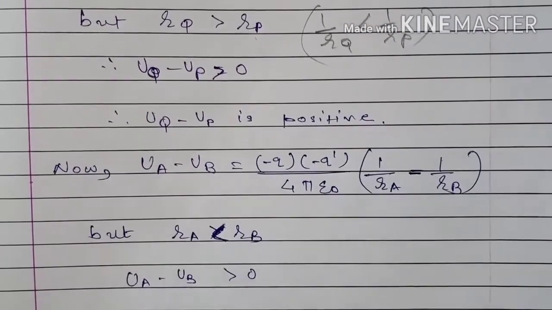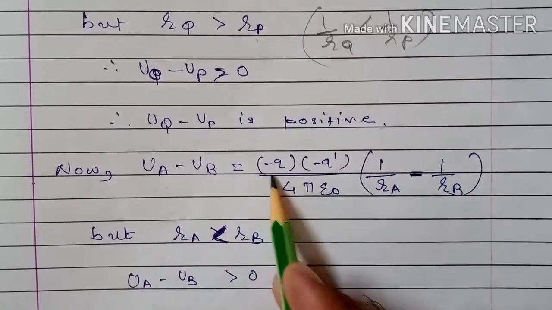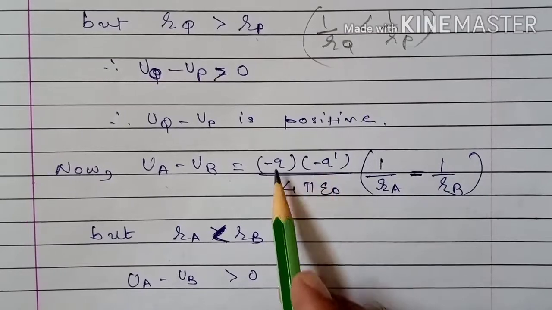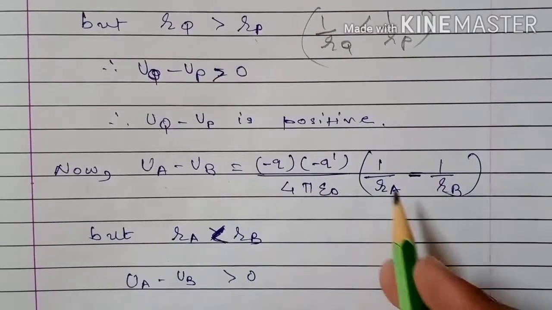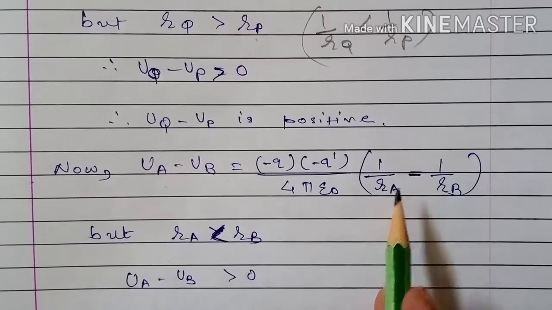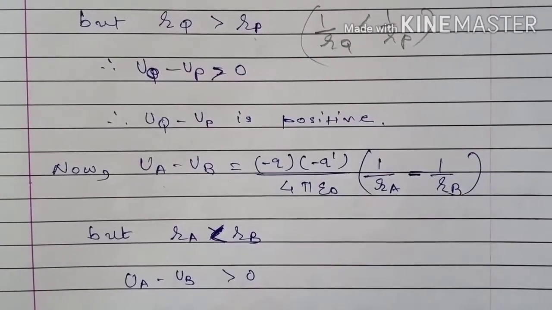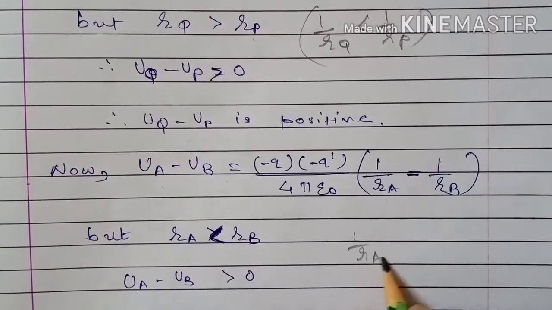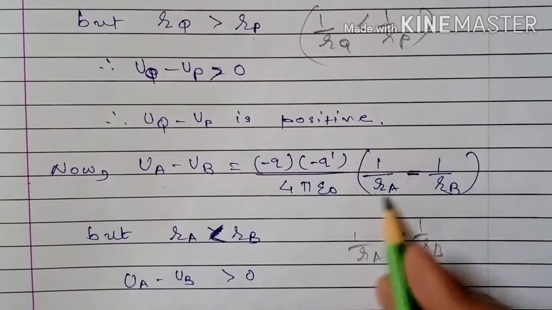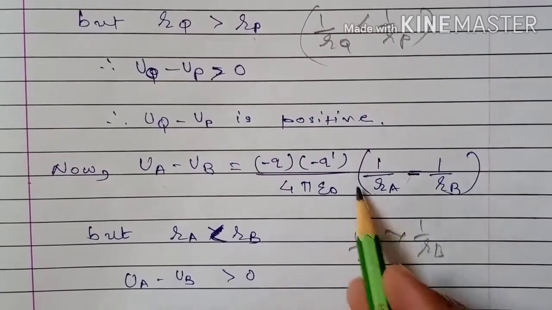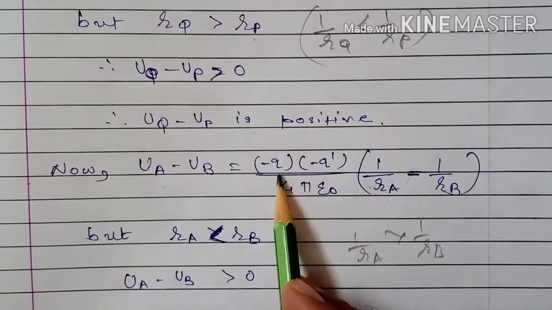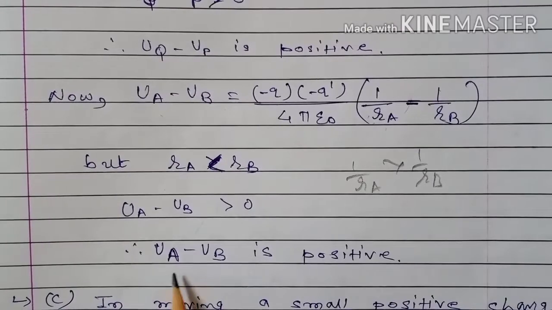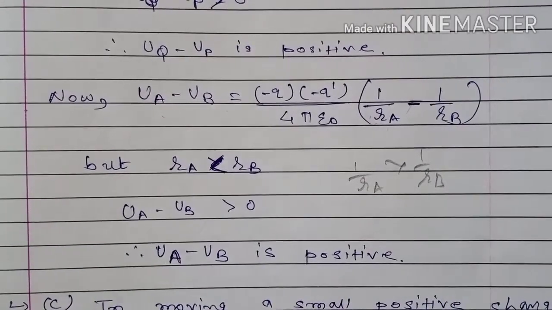In the same way, Ua minus Ub is equal to the source charge, that is negative, and the small charge, that is also minus Q dash, minus, minus, plus, 4 pi epsilon naught, into 1 upon the final, that is Ra, minus 1 upon the initial, Rb. Now from the figure, Ra is less than Rb. Therefore 1 upon Ra is greater than 1 upon Rb. The first term is greater than the second term. Therefore the value of this bracket will be positive. This is also positive. Positive into positive, positive. Ua minus Ub is greater than 0. Therefore we can say that Ua minus Ub is positive.